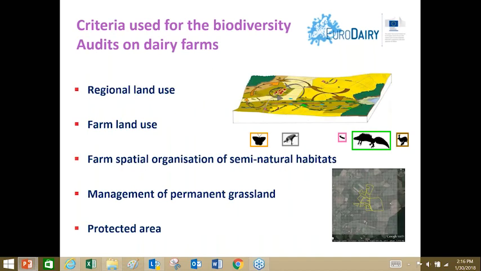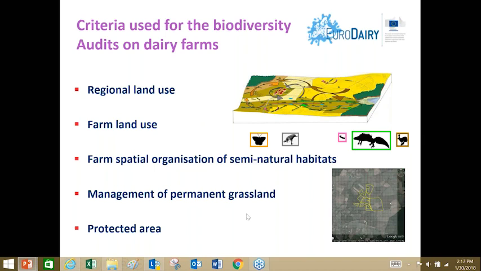Now, based on these very big principles, we've built some criteria that have been used for the biodiversity audits on dairy farms within the EuroDairy project. And these criteria are regional land use and farm land use. The idea is shown on this map here. The idea is to try and compare the land use mosaic on the farm to the land use mosaic of the region, to see whether the farm improves the landscape of the region or not, allowing the movement and displacement of little animals, in fact. The other criterion used for the audit is the farm spatial organization of semi-natural habitats. We did a mapping of all the semi-natural habitats of the farm.